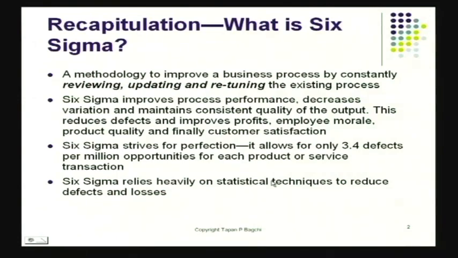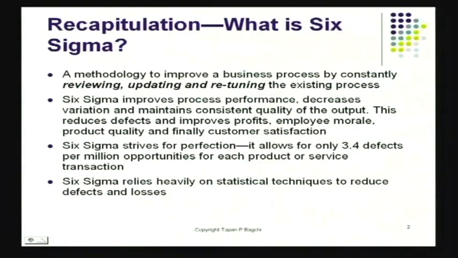Let's try to recapitulate. Let's try to recall what exactly is Six Sigma. It's a method to improve business processes. And this is done by constantly reviewing and updating and also retuning processes which are there. These could be existing processes or in need of improvement and so on and so forth. So that's what provides the motivation for doing this.